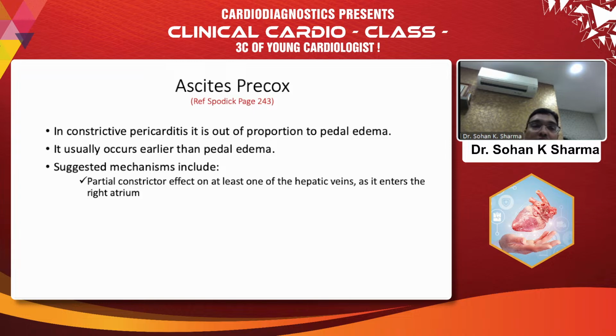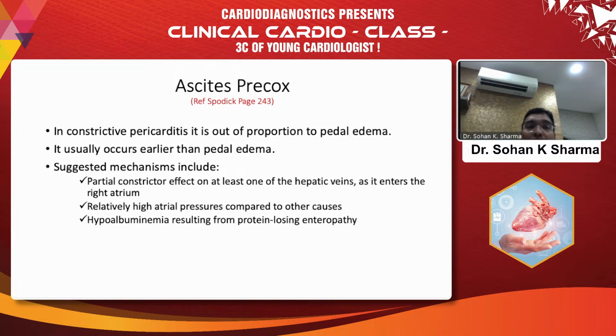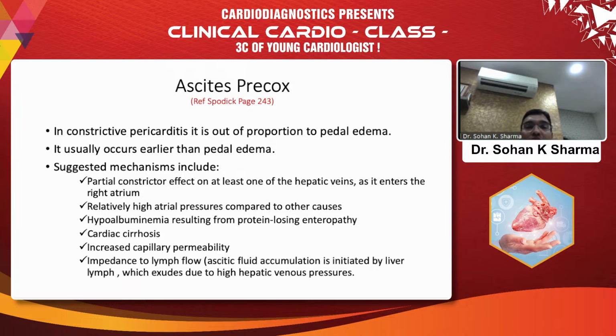What are the suggested mechanisms? It's a partial constrictor effect on at least one of the hepatic veins as it enters the right atrium. Relatively high atrial pressures compared to other causes. Hypoalbuminemia because of protein-losing enteropathy. Cardiac cirrhosis. Increased capillary permeability and impedance to lymph flow, as ascitic fluid accumulation initiated by the liver leak, which exudes due to the high hepatic venous pressure. That means weeping of the liver that we have already discussed.